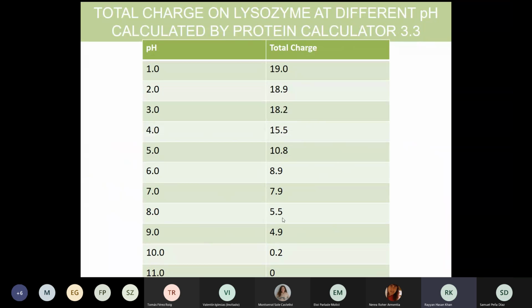At the end, I'll discuss these two points that will be important for the discussion part: at pH 9, the overall charge is around 9, and at pH 1, it has a 19 positive charge. So in a simple way, as we lower the pH from 11 to 1, the positive charge on the protein keeps on increasing.